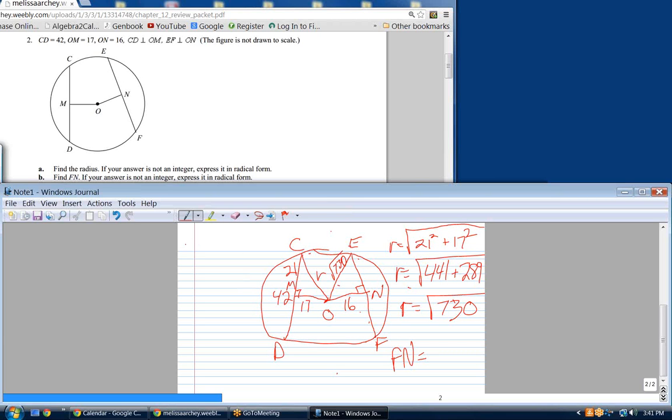If I'm solving for EN, it's always the square root of something, because it's a right triangle. So it's the square root of the hypotenuse squared, which is 730, minus the other side squared, which is 16 squared, which is 256. So what's 730 minus 256? 730 minus 256. 474.